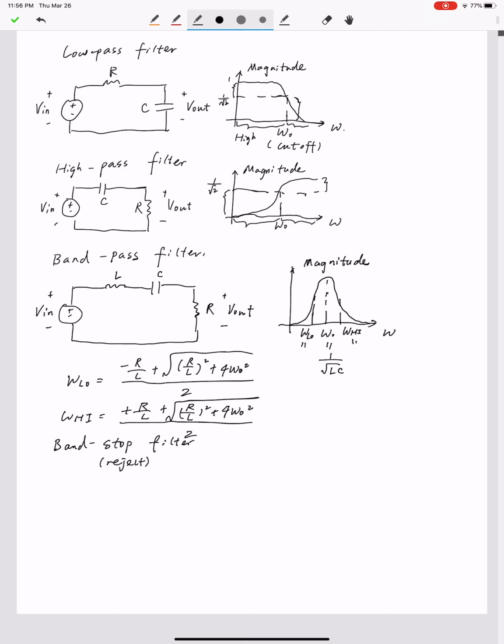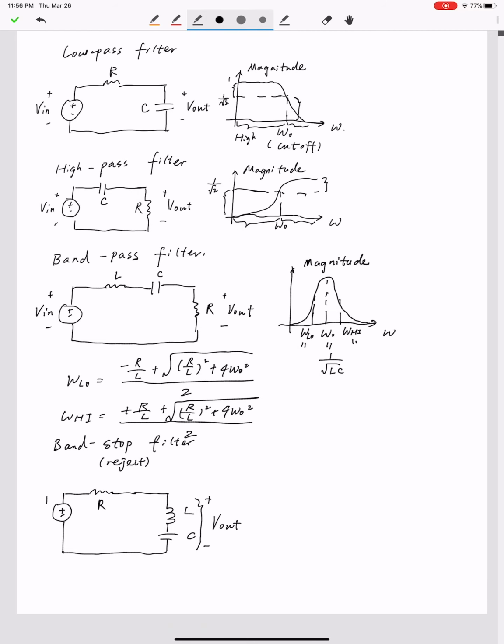Band stop or band reject filter shares the same circuit configuration with the band pass filter. It is built by a second order differential equation, but the difference between the band pass filter and band reject filter is the location of the output signal. For band stop or band reject filter, the output signal is the voltage across the inductor plus the voltage across the capacitor. Okay, the voltage across these two components.